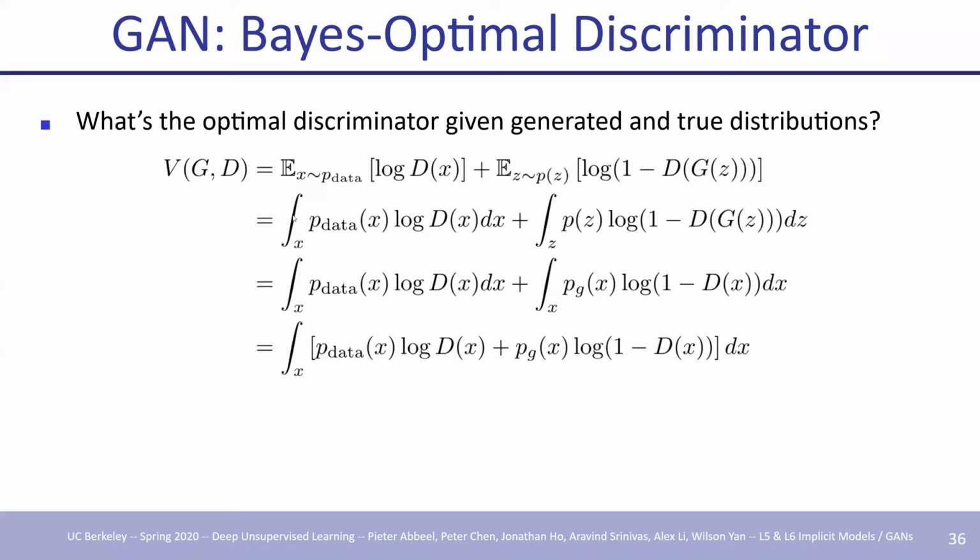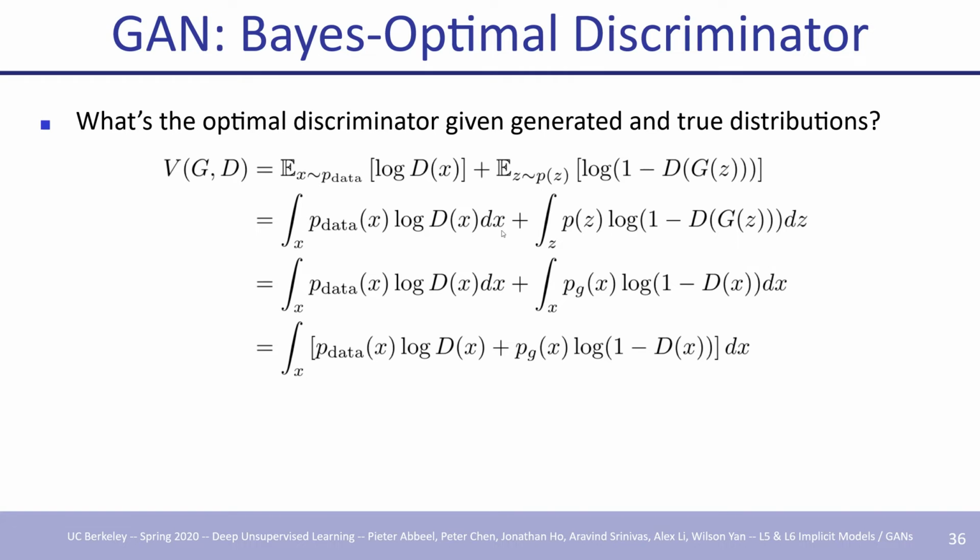Okay, so the next step is converting the expectation into integrals. You multiply whatever is inside by the probability, right? So this is the probability of X coming from the real data, and then the probability of Z coming from the latent space.